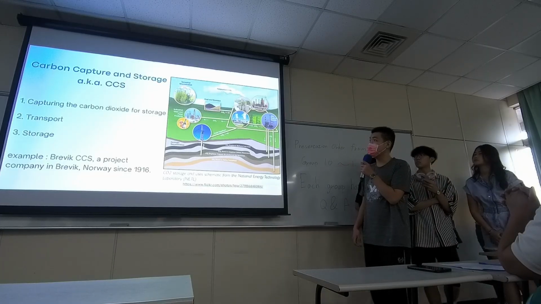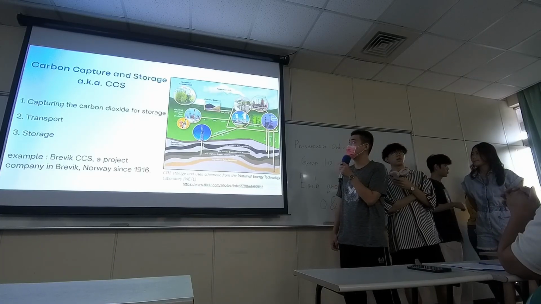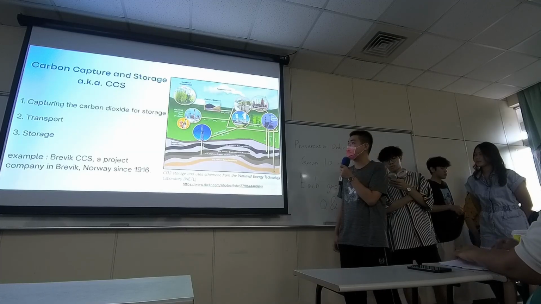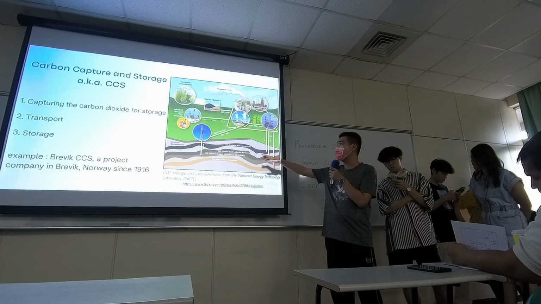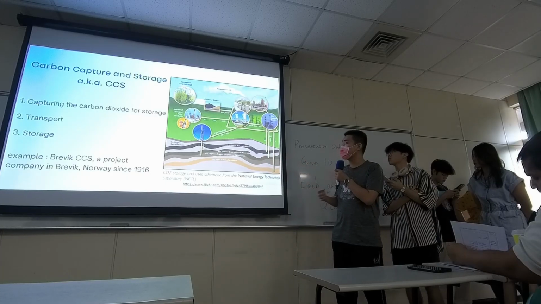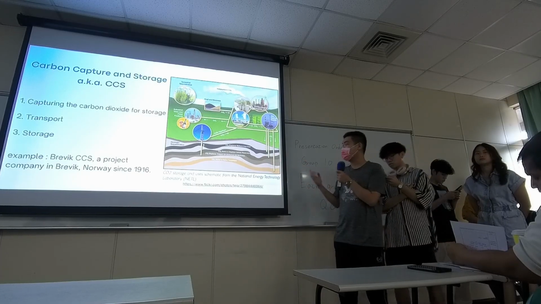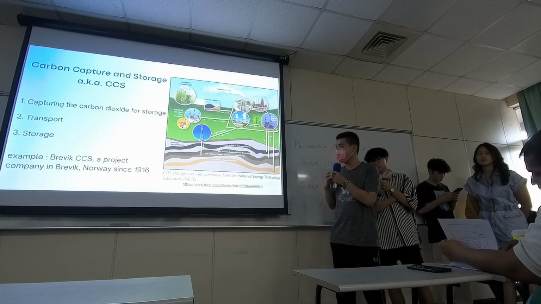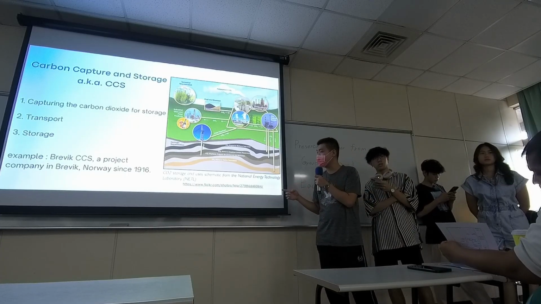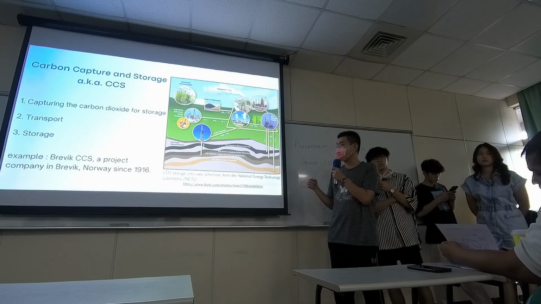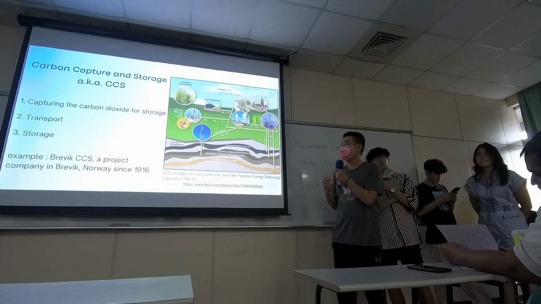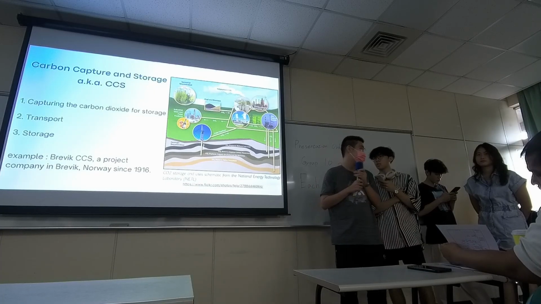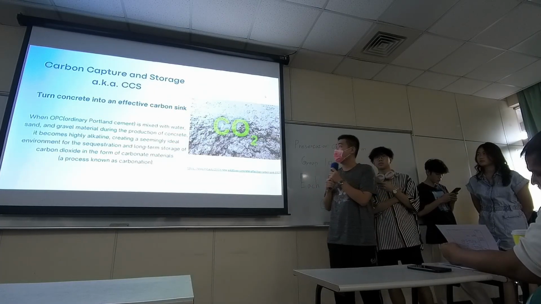And the third way is carbon capture and storage, also called CCS. The first step is to capture the carbon dioxide, then transport and store it underground or in the sea. As an example, there is a company in Norway that stores the carbon dioxide in the sea. Next page.